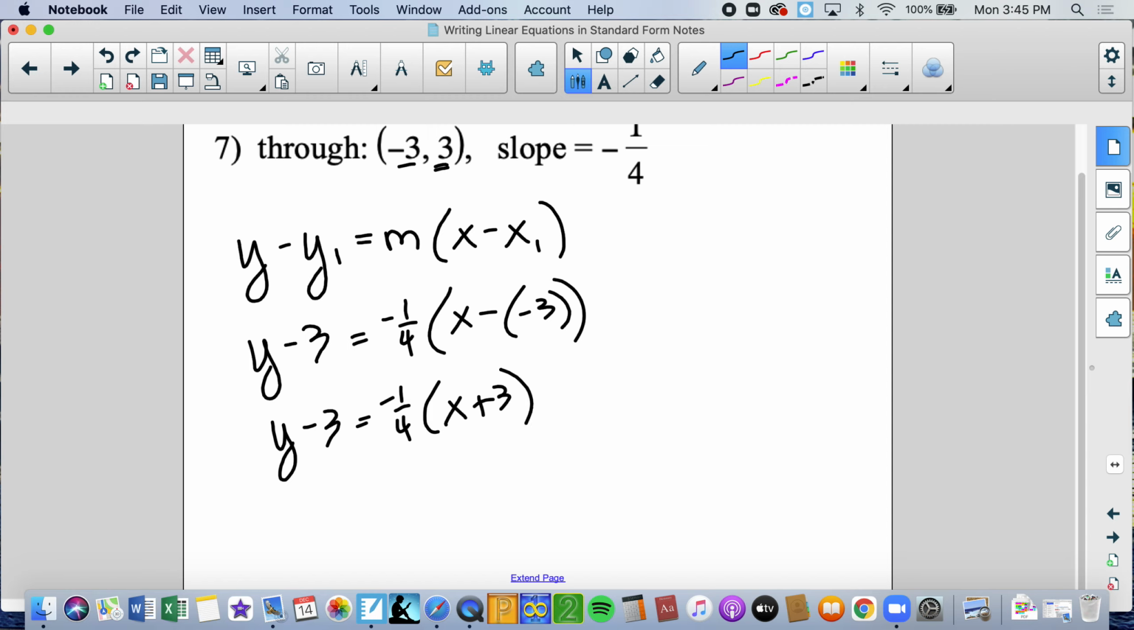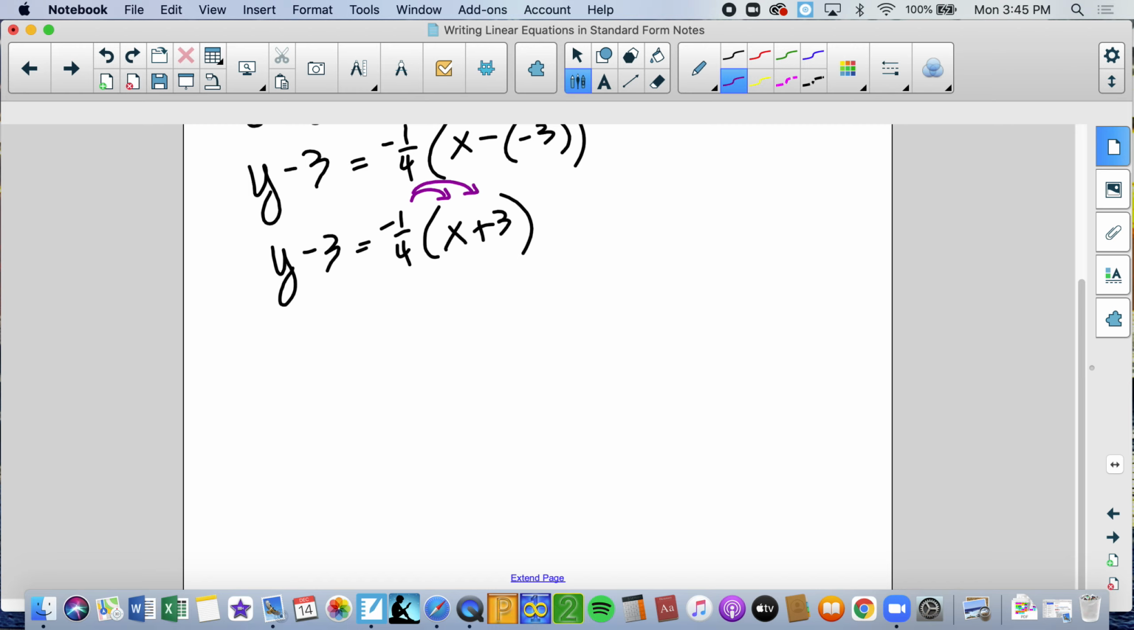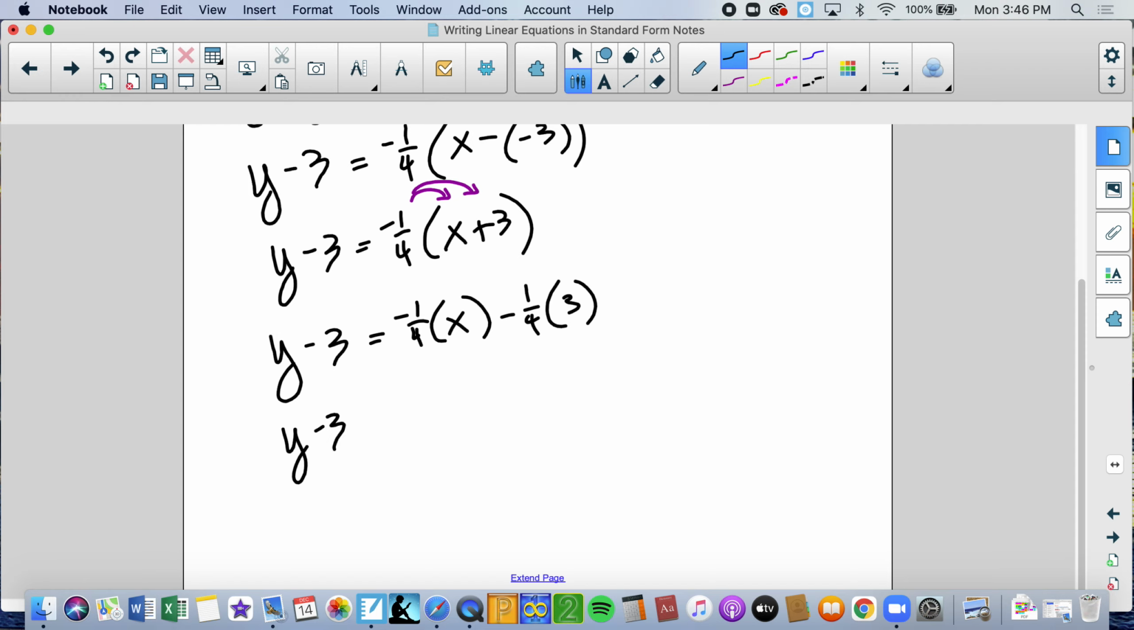That gets simplified to +3. And now let's distribute that -1/4 into the parentheses. Once we distribute, we get rid of the parentheses, and then we can move that x over. We can't move the x until we get rid of the parentheses. So you have y minus 3 equals -1/4 times x minus 1/4 times 3. Y minus 3, -1/4 times x is -1/4 x. -1/4 times 3 is -3/4. That 3 is in the numerator, 4 is in the denominator. And now we have a problem.